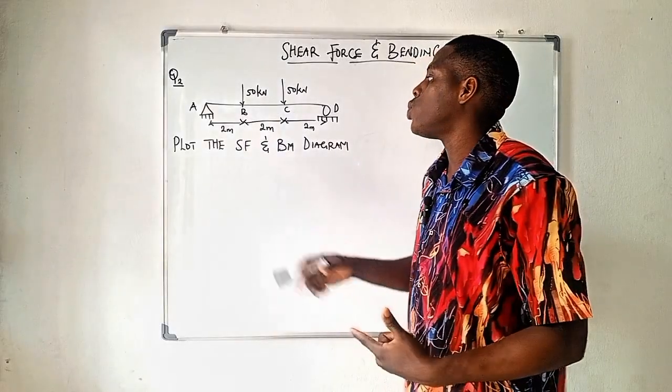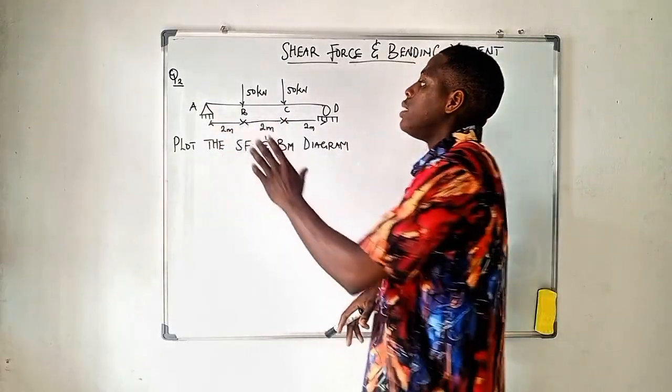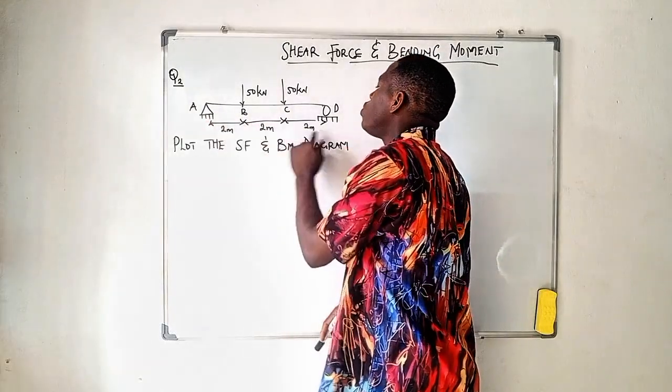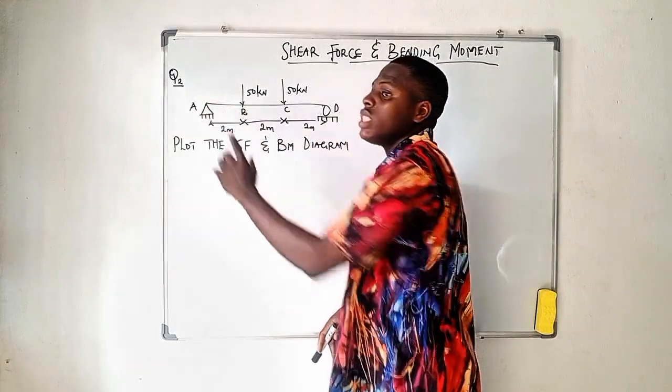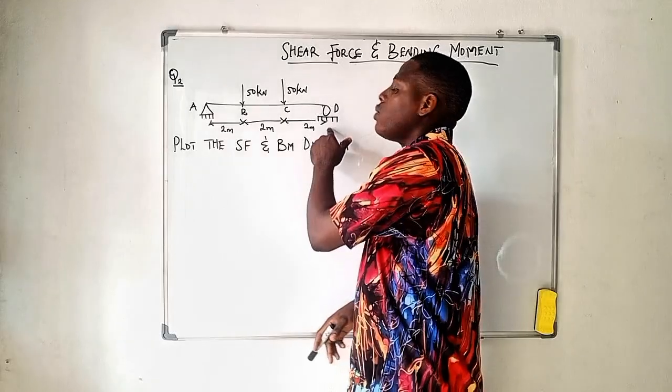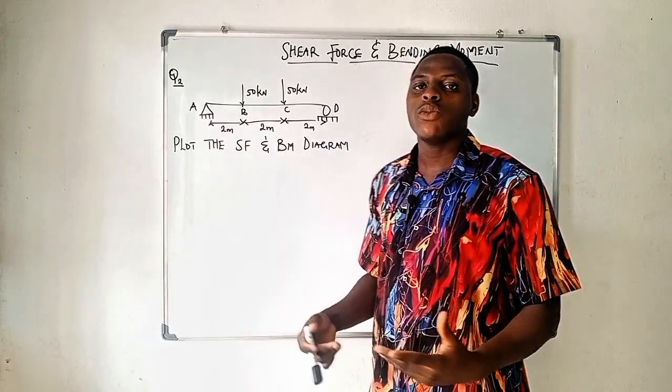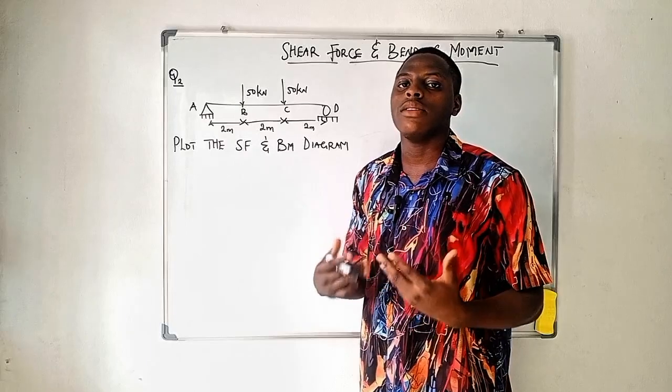Now, the next thing that should come to your mind is, what are the reactions? The reactions will come about your support. So basically, we have two supports. We have the hinge support, which has two reactions, and the roller support, which has one reaction.